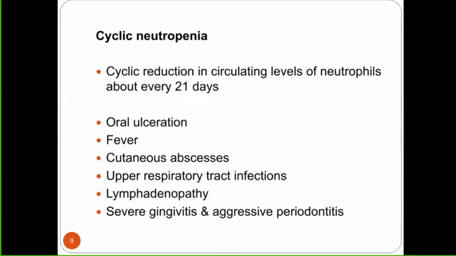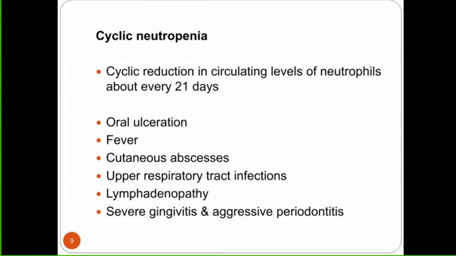Then there is a condition known as cyclic neutropenia. This is a hematological disorder. In this, what happens is every 21 days, there is cyclic reduction in the neutrophils. That means at the end of 21 days, you will have almost no neutrophils. There are very few of them present, if not none. And then after the phase, again, it will start rising.